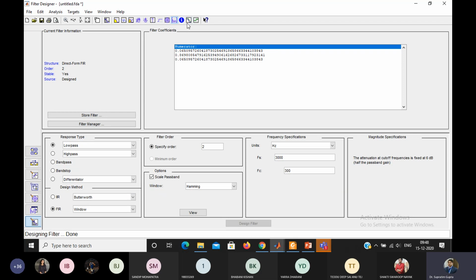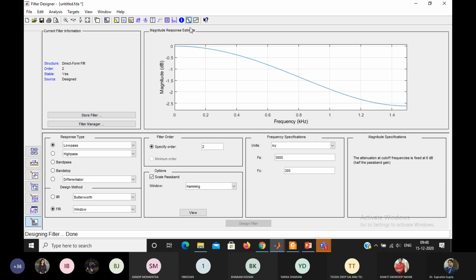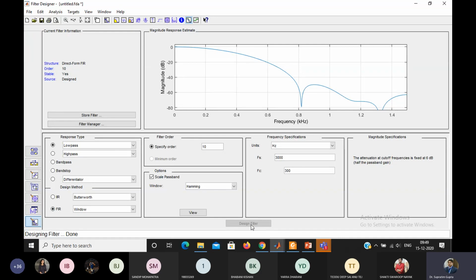Now what about the frequency response? Let us see it. You can see the frequency response is something like that. So what does it mean? Minus 3 dB has not been reached even up to here. So it means that with second order it is difficult to achieve. Let us see with 10th order. We have some changes in the frequency response.